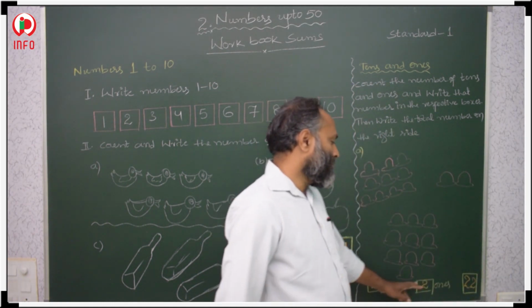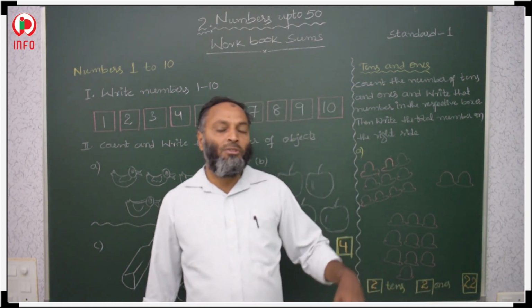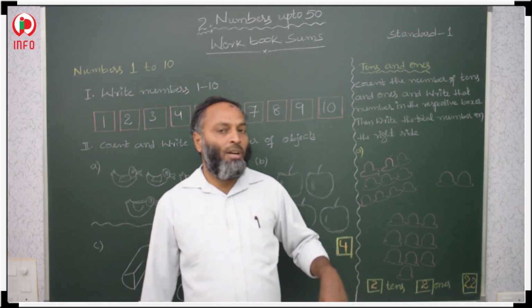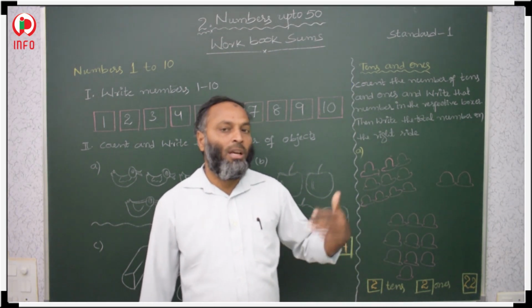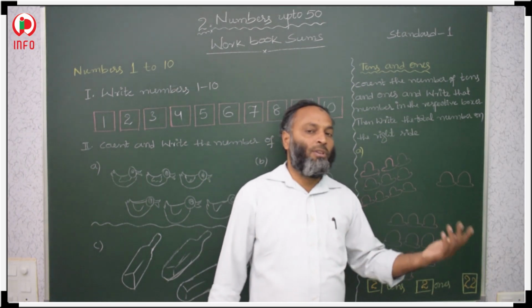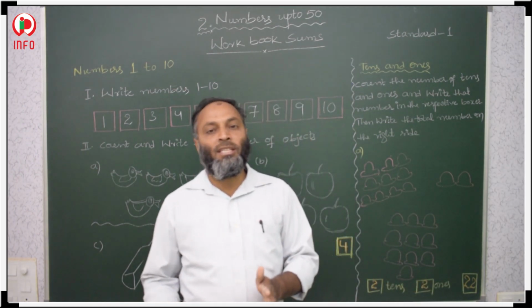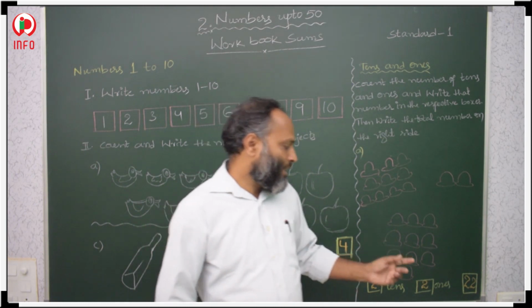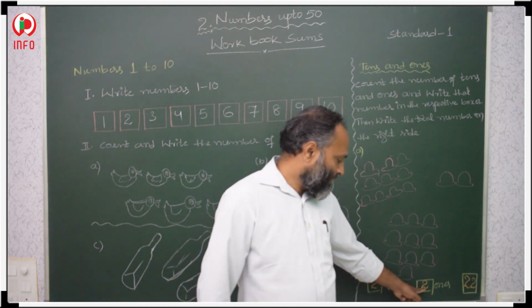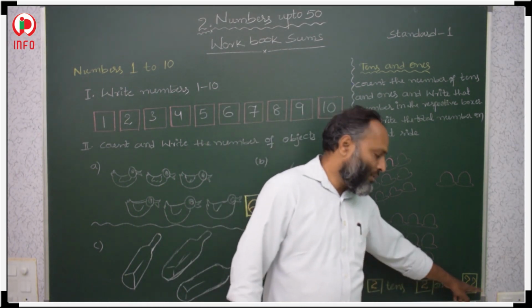2 tens and 2 ones. If 3 tens and 2 ones, 32. If 4 tens and 2 ones, 42. If 5 tens and 2 ones, 52. In that way, how many tens and how many ones are there? So that we have to see 2, 2, 22.